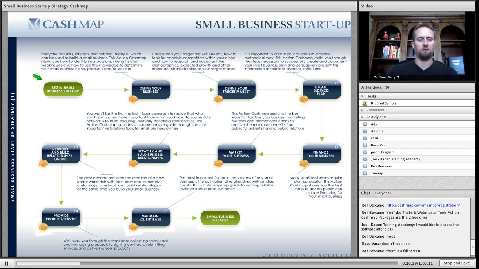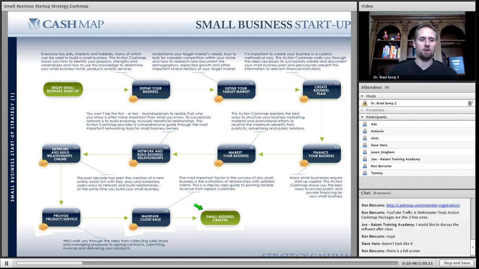And we're going to follow the flow arrows through this path. Through step 1.1, which is define your business. Step 1.2, define your target market, and so forth. All the way through, following through 1.9 down here, and to where at the end, the small business is created.